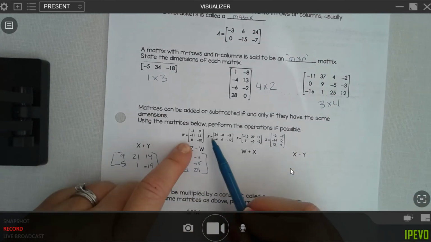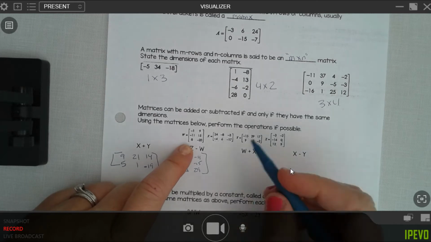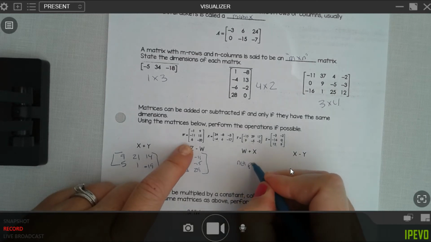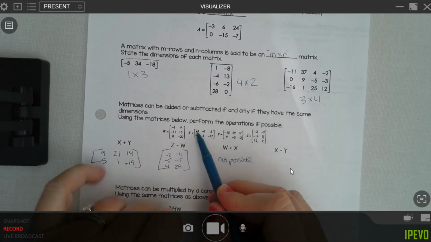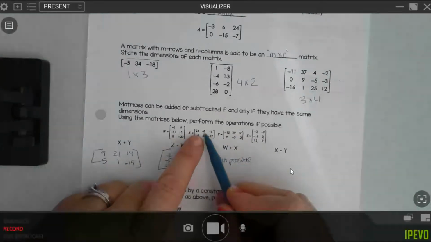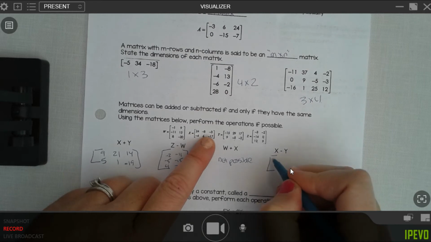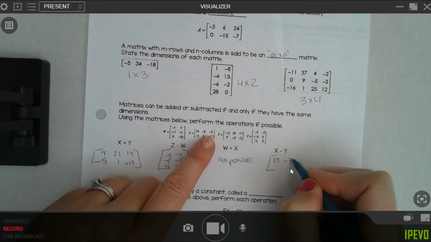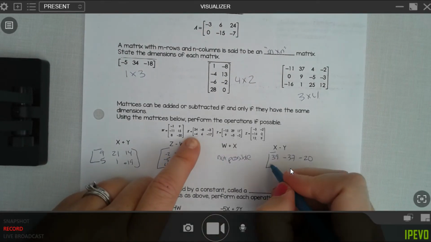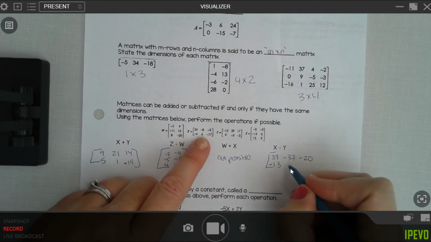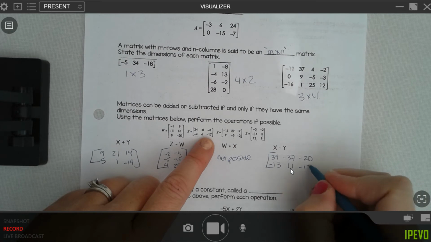Now, if I try to add w and x, that's a 3 by 2, and this is a 2 by 3. You cannot add those. They have to be the exact same. So this one is not possible. And subtract, I'm just going to do just like the adding, but I'm going to subtract: 24 minus a negative 15, negative 8 minus 29, negative 3 minus 17. Then it's negative 4 minus 9, 6 minus a negative 5, negative 17 minus a negative 2.